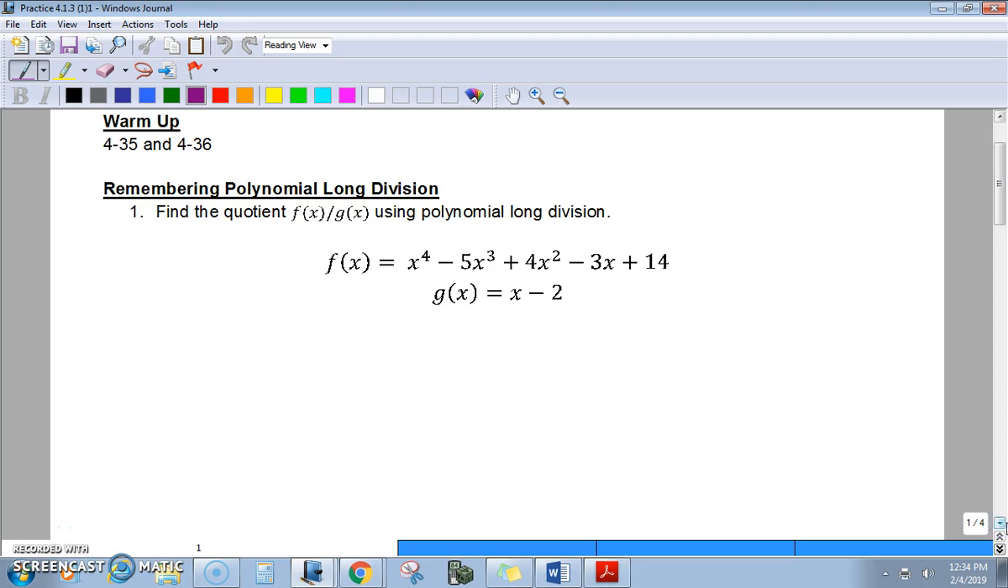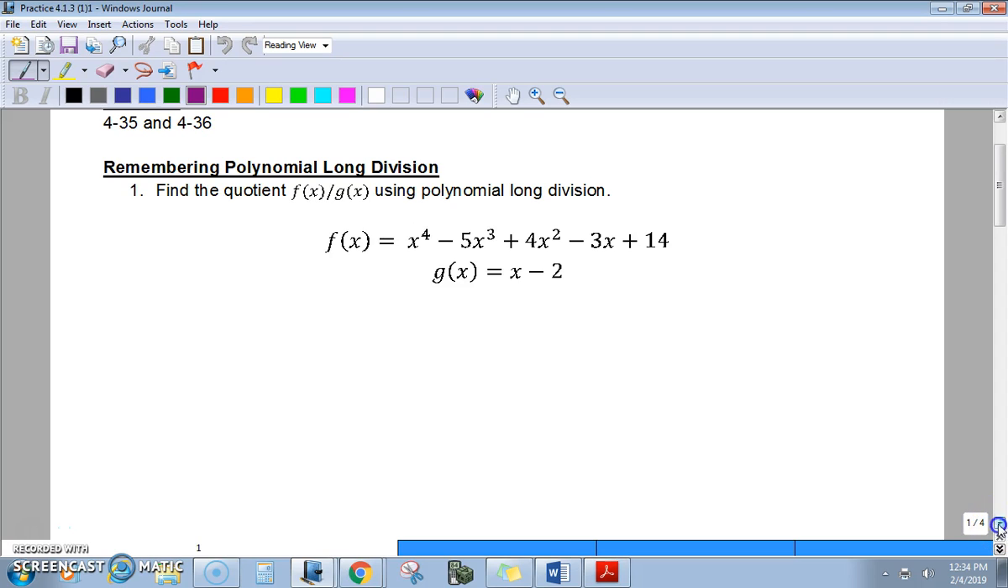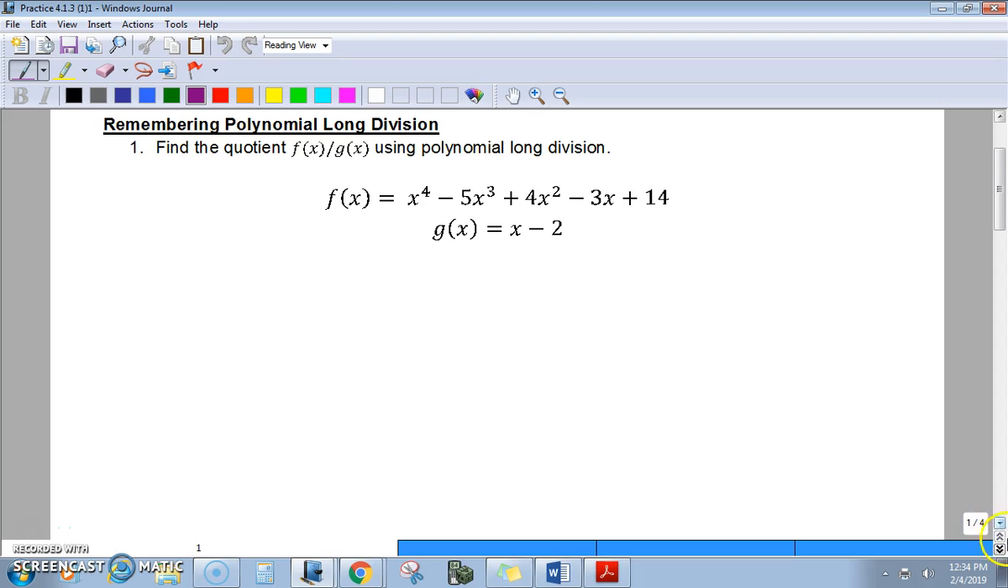All right, you guys, so polynomial long division. I know we did this in class, but for those of you who missed it or want a walkthrough, I'm taking this longer polynomial f of x, and I am dividing it by g of x, which is x minus 2.